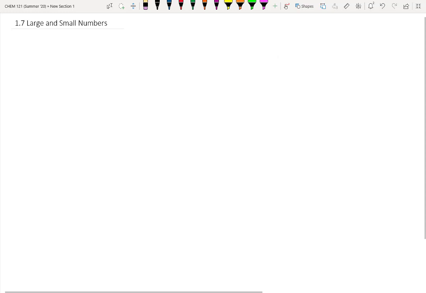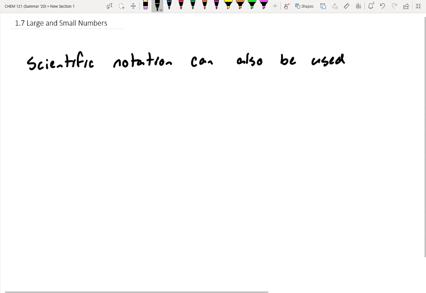In our last video, we saw we could use prefixes when measuring really large or small values. However, there's another method where we can do a similar thing, and this is called scientific notation. Scientific notation is pretty common. It can be used in place of these prefixes in many cases. So scientific notation can also be used to express really large or really small numbers.